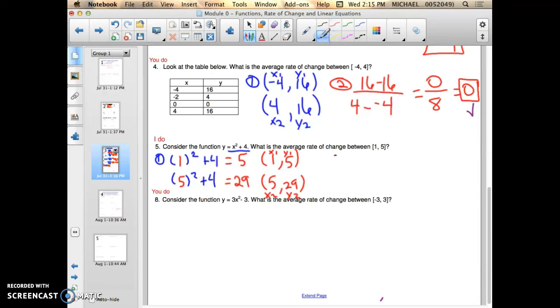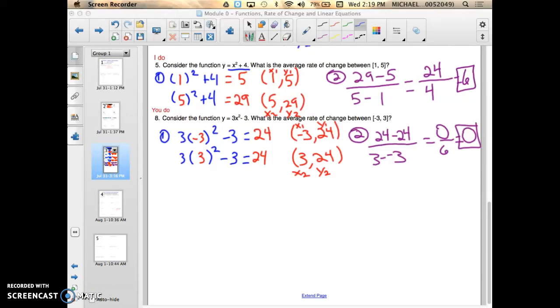Second step then would be to input them into the formula and solve for the average rate of change. My y2 is 29, y2 minus y1. My y1 is 5. Over my x2, which is 5, minus my x1, which is 1. So 29 minus 5 is 24. 5 minus 1 is 4. This can be reduced. Again, fractions are just talking about division, so technically this is always numerator divided by the denominator. So 24 divided by 4 is 6. And I'm done. So go ahead and pause the video and try the last one on your own, number 8.